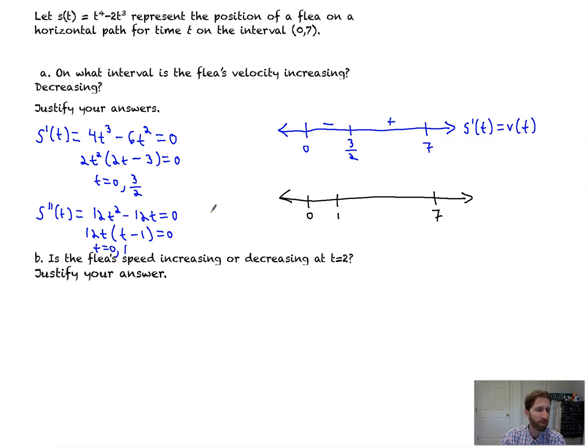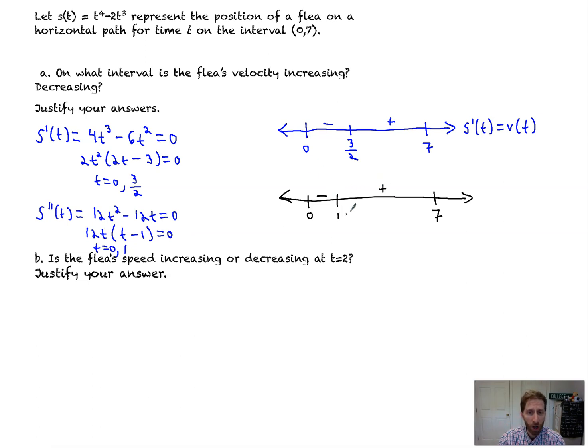I'll plug in 0.5. Positive, 0.5 minus 1 is negative, so we're negative from 0 to 1. That means that we're being pushed to the left on that interval. And then a value of 6 again. Positive, positive, positive. That means we're being pushed to the right here.